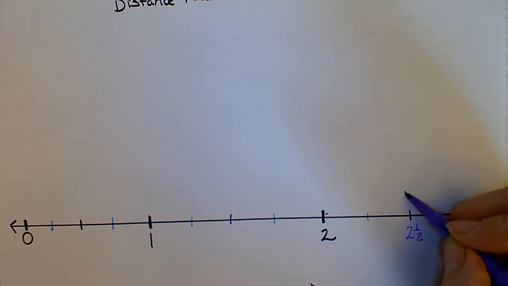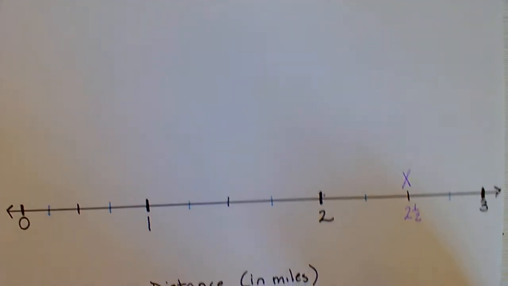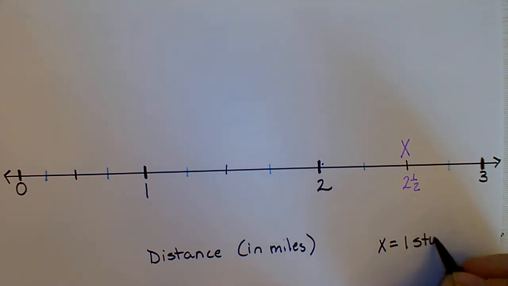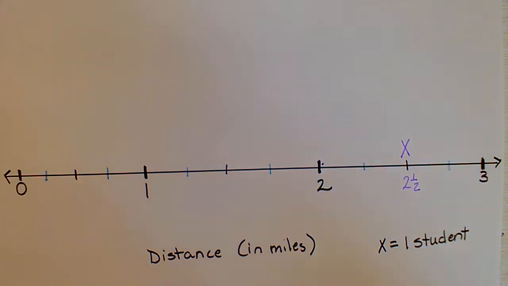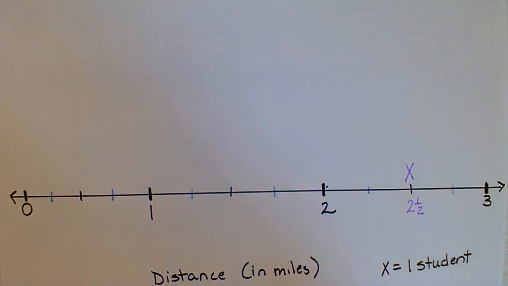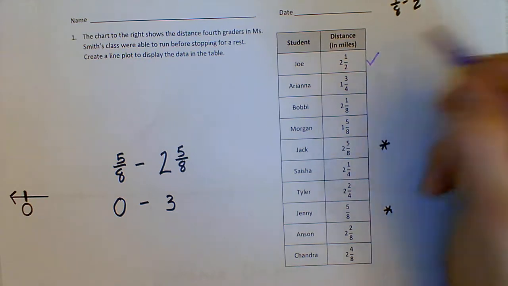And now I realized I forgot to tell you to do one more thing. We did not put a key in here. We did not let people know what these X's mean. So let's go ahead and do that. So X equals 1 student. And you do need a key to show what it represents. All right, so there we go. So we have Joe on here. And again, you have to check them off once you've done someone.